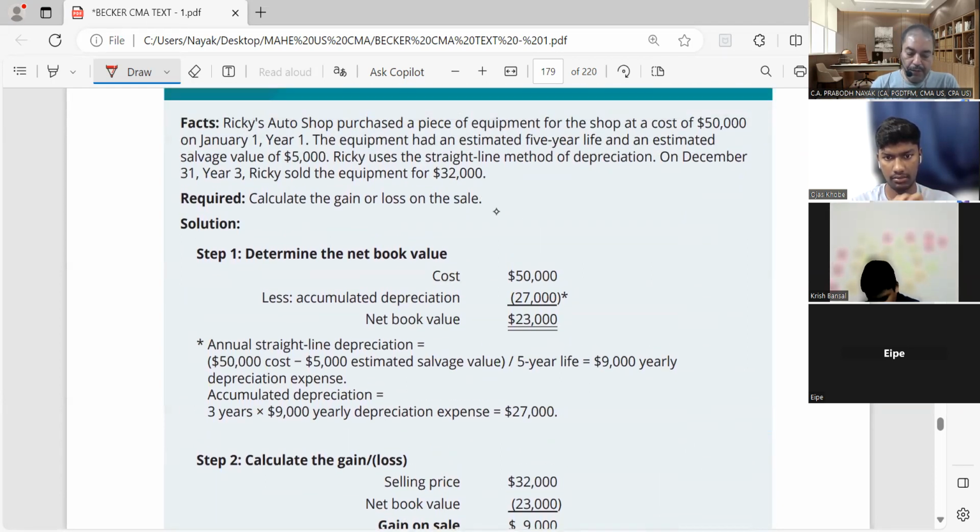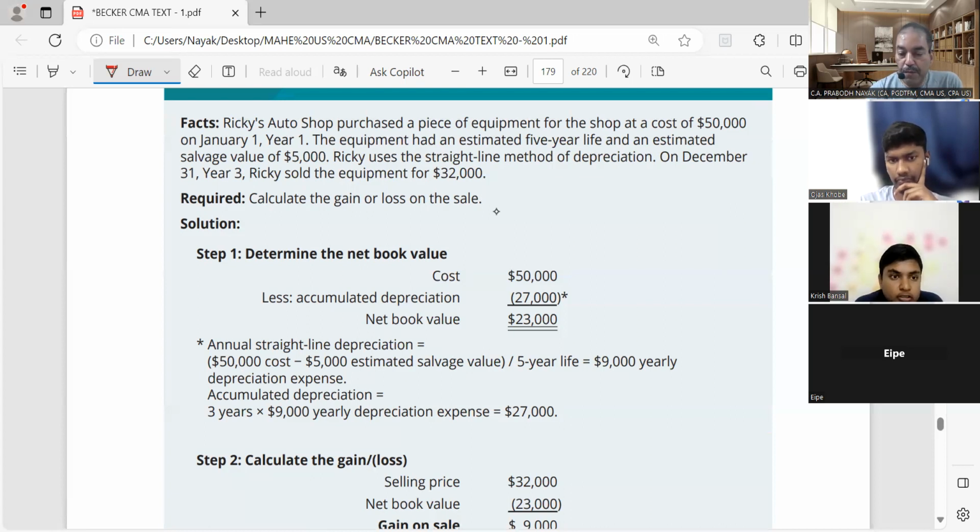Ricky's Auto Shop purchased a piece of equipment for the shop at a cost of $50,000 on January 1st, year 1. The equipment had an estimated 5-year life and an estimated salvage value of $5,000. Ricky uses the straight line method of depreciation. On December 31st, year 3, Ricky sold the equipment for $32,000. Calculate the gain or loss.